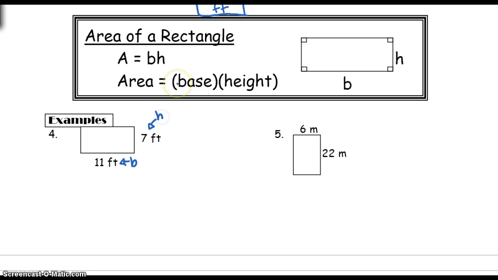Now, I don't care which one you call the base or which one you call the height, because technically I could pick up that rectangle and flip it over to its side, and then suddenly the 7 becomes the base, okay? So keep that in mind. Your base and height can flip-flop.